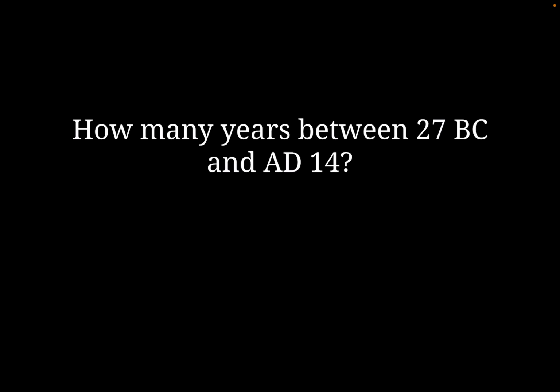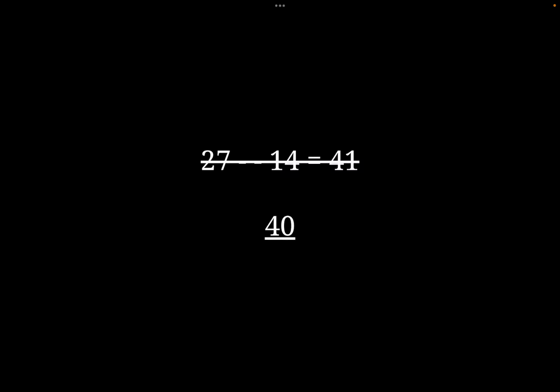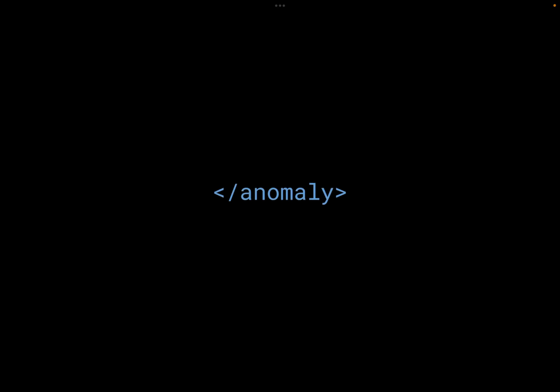For example, if you're trying to find the number of years between 27 BC and AD 14, you would think it's 41, but in reality it's 40. Because by basic subtraction it would be 41, but because there's no year 0, you have to make sure you left that out of the calculation, so it's actually 40. All right. Now here's an insight.